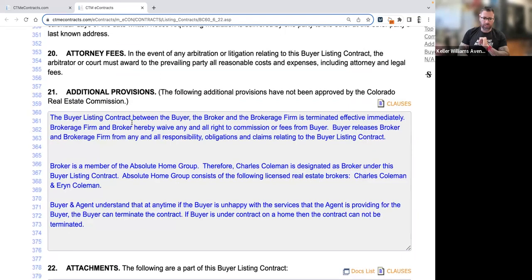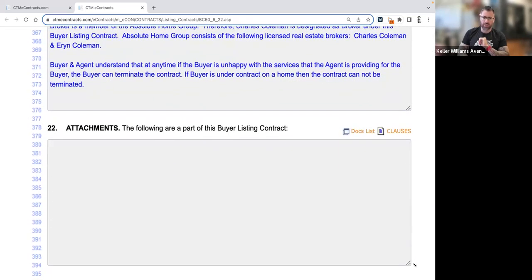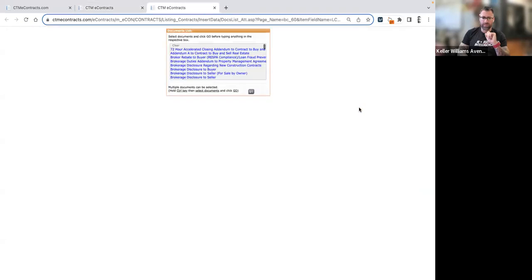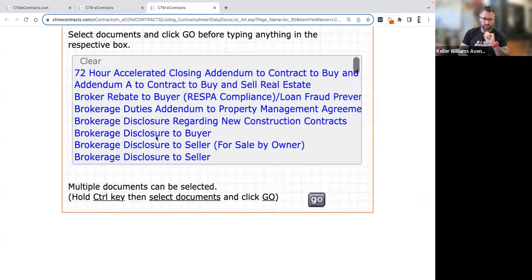Cool. All right, let's go down. Let's check this out. So we have attachments. This is what's actually being attached to the contract, the exclusive right to buy. So what I'm going to do is click on the docs list. And so here are the different things.